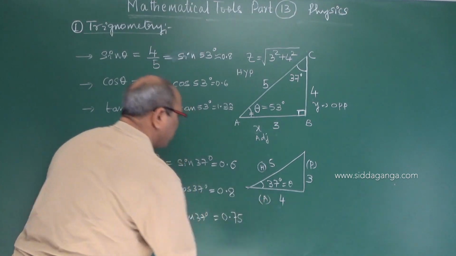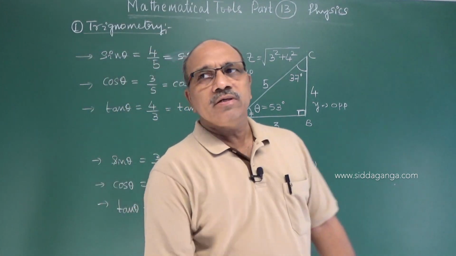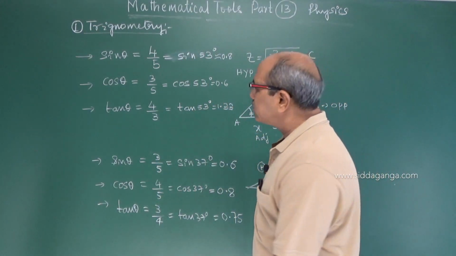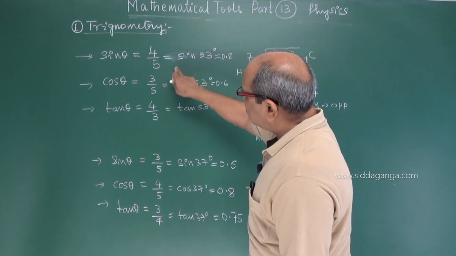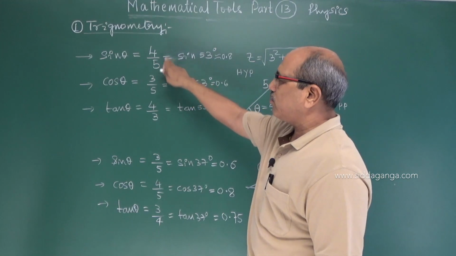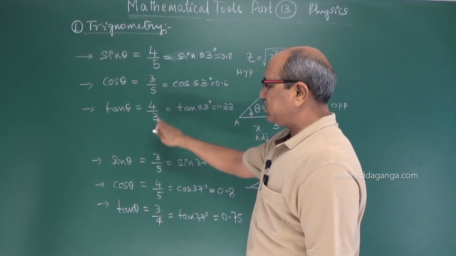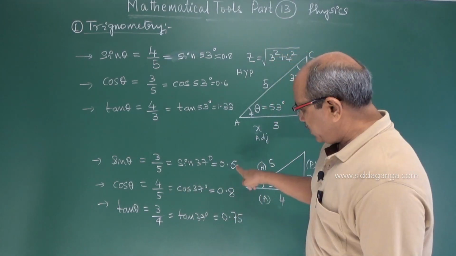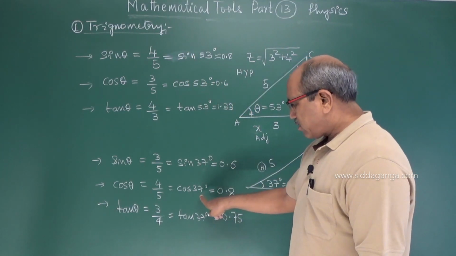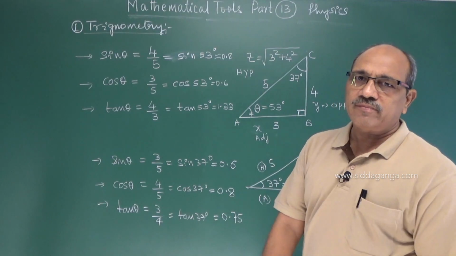Tan 37 is 0.75. One combination, while the problem arises in entrance exams and when you are using physics, so these values must be known. If it is 53 degrees, then sin will be 4 by 5. Cos 53 is 3 by 5, tan 53 is 4 by 3. Similarly, sin 37 is 3 by 5, reversed. Cos 37 is 4 by 5, tan 37 is 3 by 4.